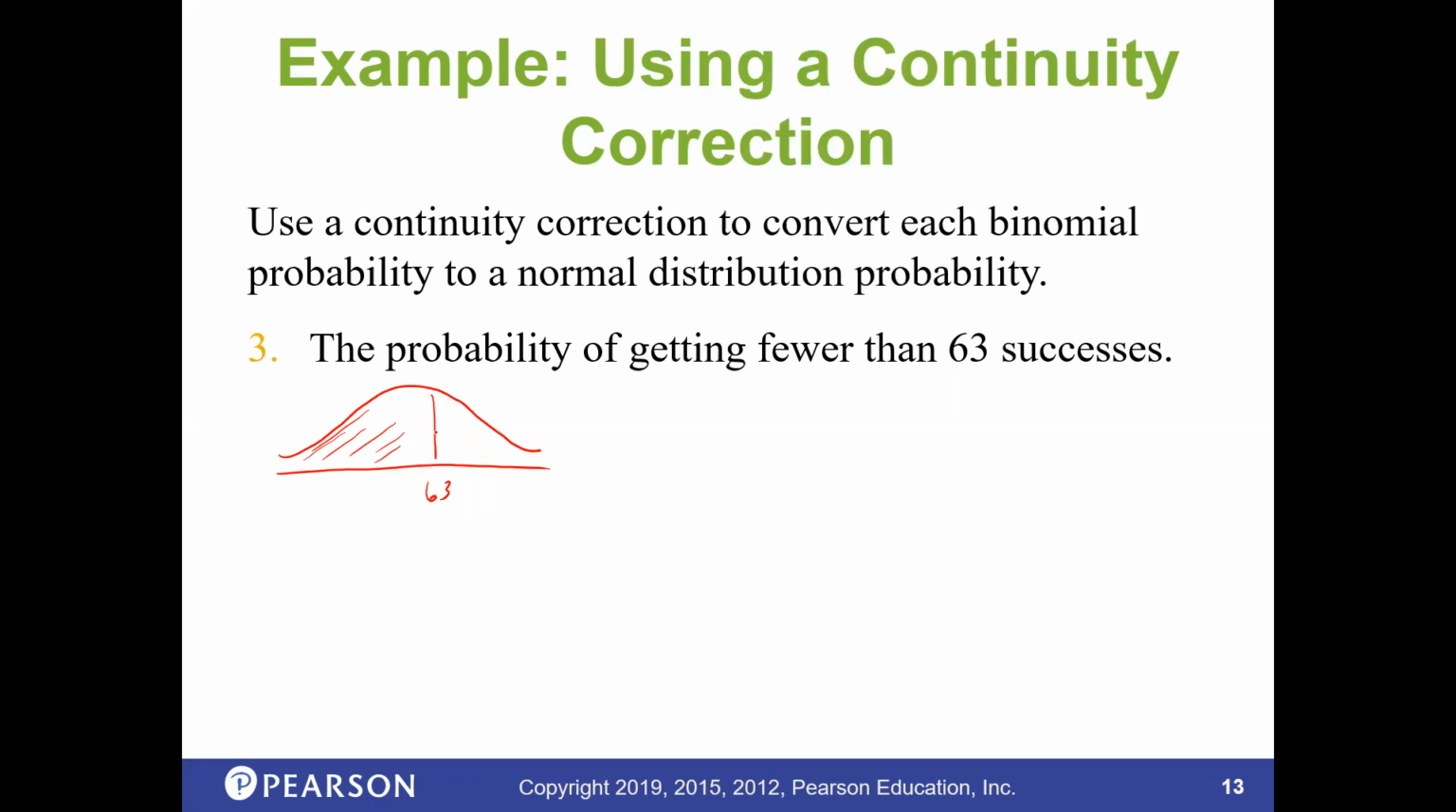My border for 63 expands to 62 and a half or 63 and a half. But if I want less than 63, my border is going to go this way. I'm not going to include the 63. I'm not including the C value. So I'm looking at the probability of X being less than 62.5 this time. Are we good? Right, because the border of 63 is 62 and a half.